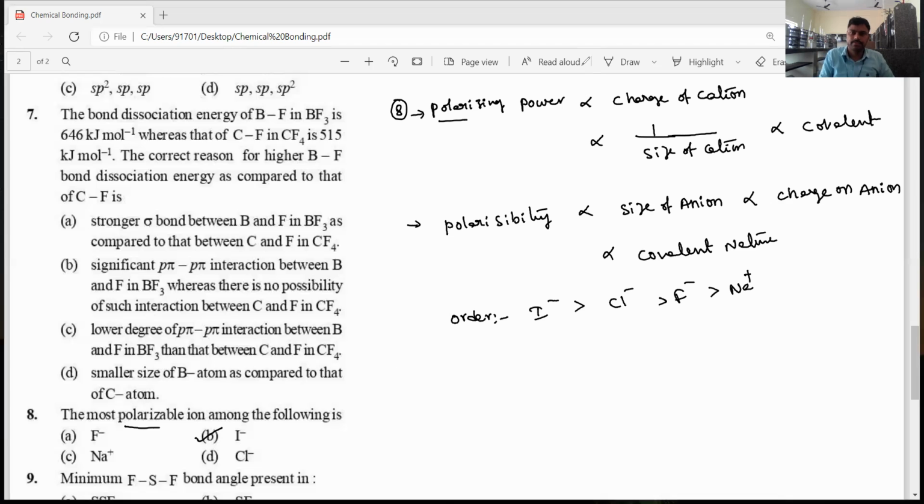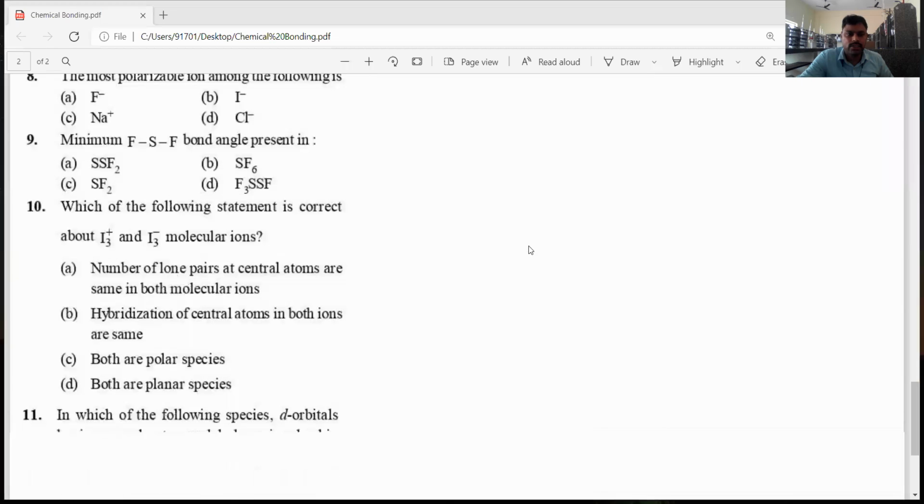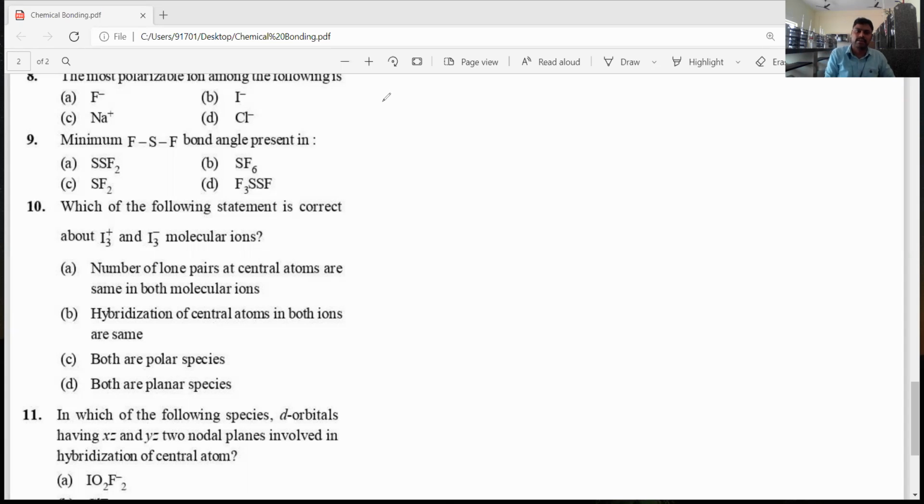Okay. Next, let's see the 9th question, dear students. The given 9th question is which of the following has the minimum fluorine-sulfur-fluorine bond angle. First you have to draw the structure of the given molecules based on VSEPR theory. To draw the structure, we have to find the number of electron pairs, and accordingly we can draw the structure very easily.